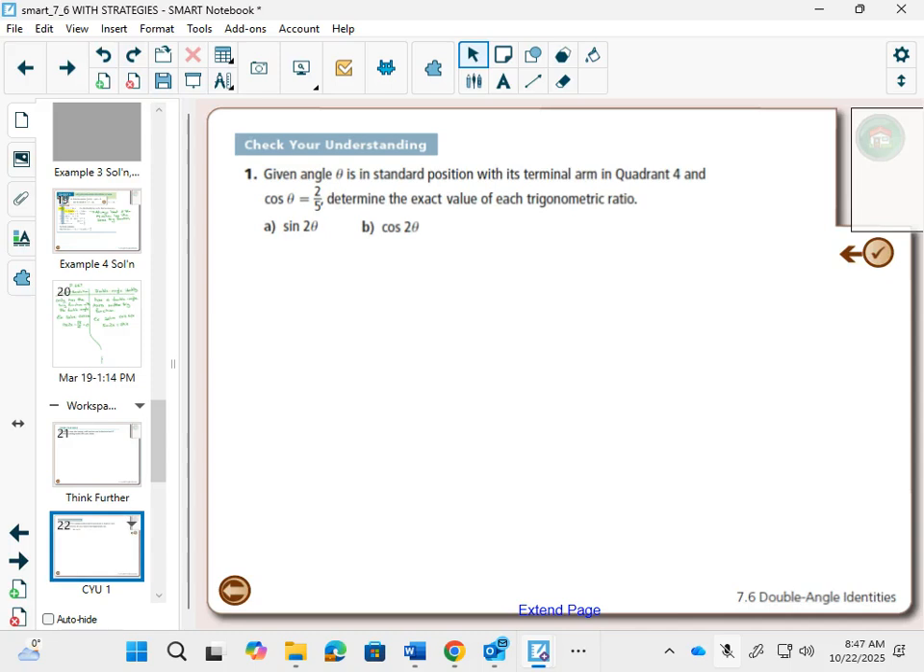And when we read this question, given angle theta is in standard position with terminal arm in quadrant 4 and cos theta equals 2/5, that first part up to the comma has happened in so many questions, both in chapter 6 and chapter 7 so far. The beginning of that question has happened over and over and over again. And the strategy that we've used in each of those is I can draw a triangle. I know which quadrant it's in.